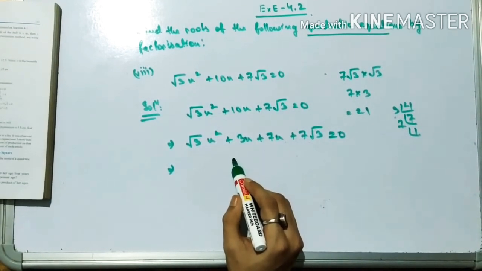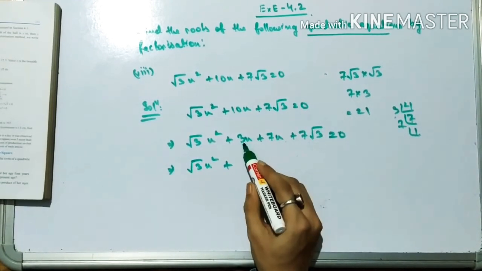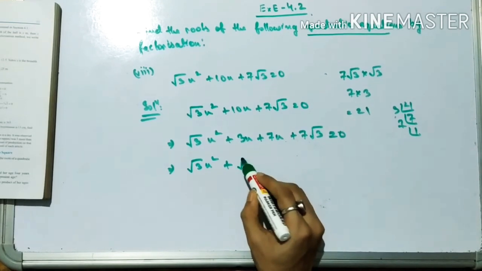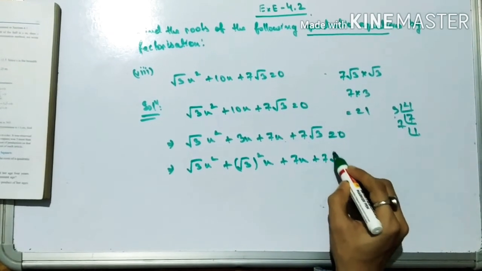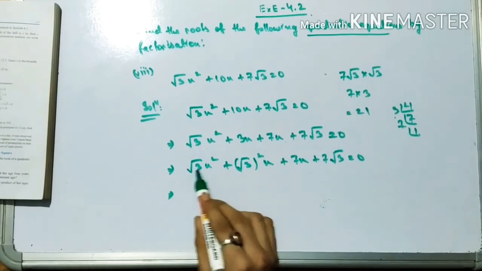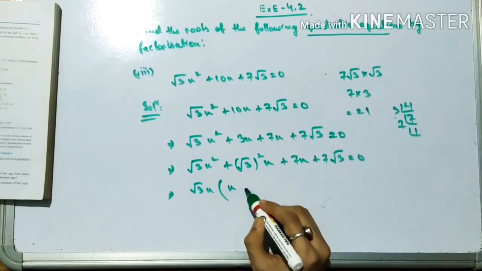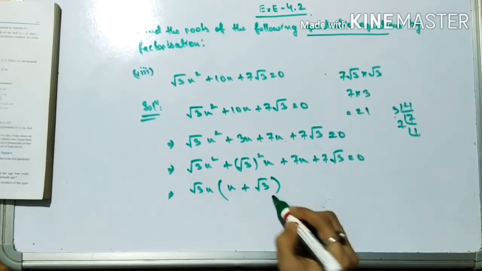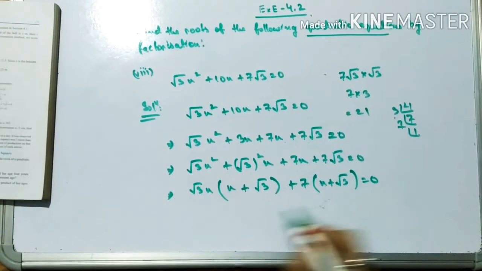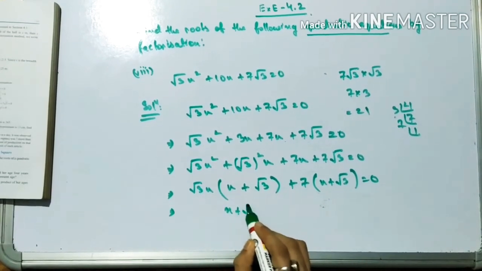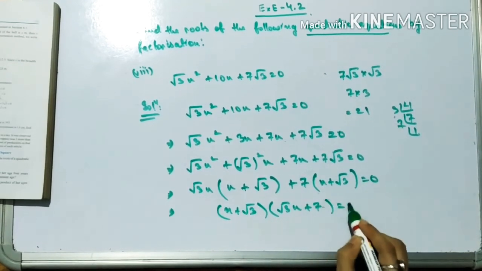So now in here you see what I can do. Root 3 x square plus this 3, I can write as root 3 the whole square x plus 7x plus 7 root 3 is equal to 0. Now from here I can take root 3x common. So in here I will get x plus root 3. In here I can take 7 common, x plus root 3 is equal to 0. So from here I will get x plus root 3 into root 3x plus 7 is equal to 0.